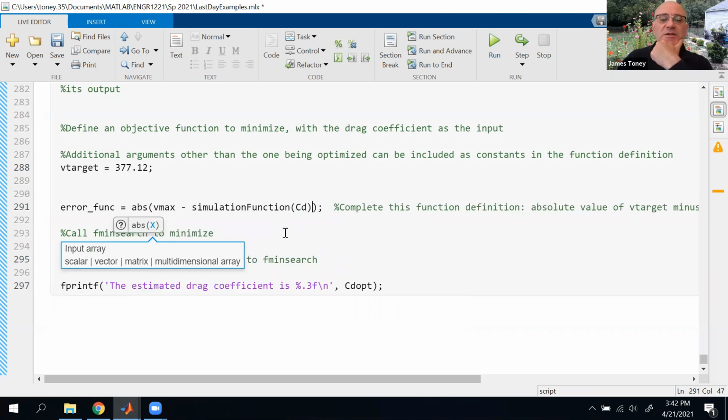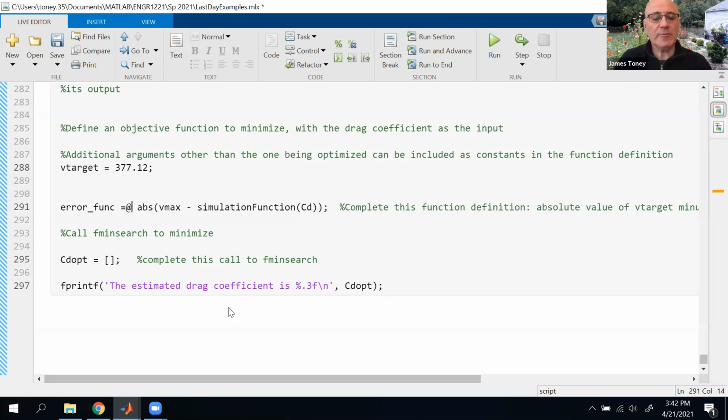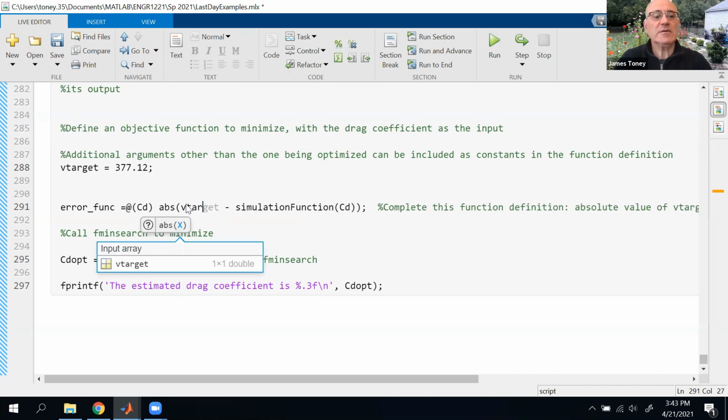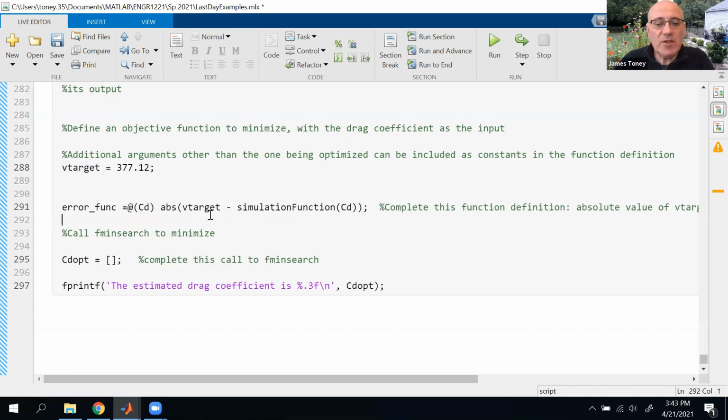Now, it turns out I constructed this function so that I can just pass it the drag coefficient, and it has default values for all the other parameters. So I'm just going to do that. All right, but keep in mind what I'm doing here. I'm creating an anonymous function. Right? So a function of CD, which is the absolute value of the difference between my, oh, sorry, it's not called vtarget, it's called vtarget, which is the difference between this target velocity and the actual maximum velocity calculated by the simulation. When those two things match, that means I have the right value for the drag coefficient.